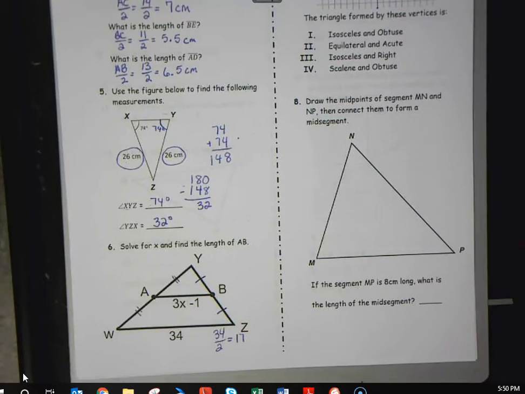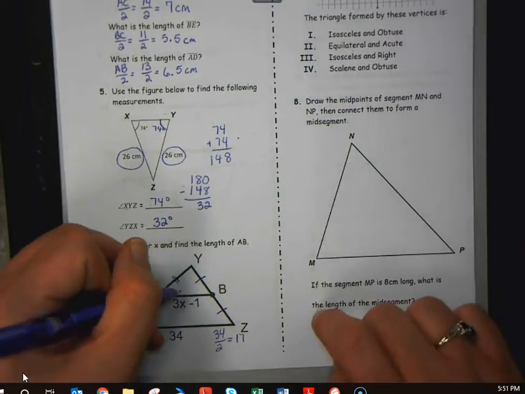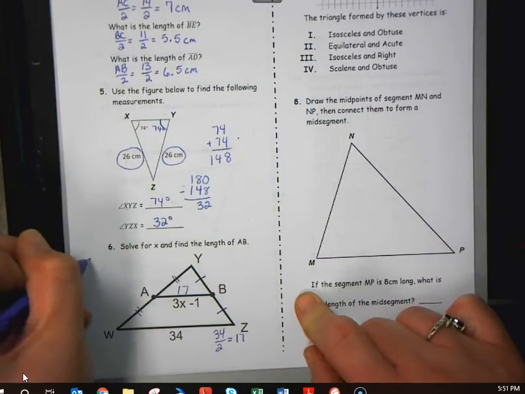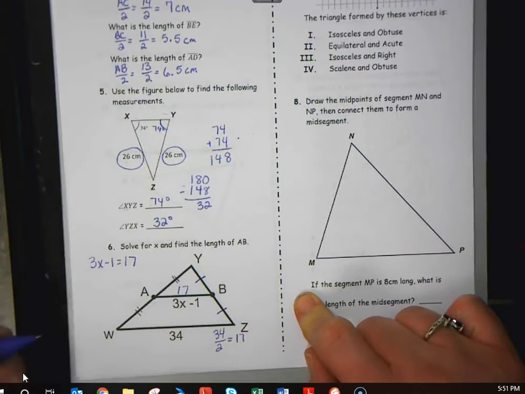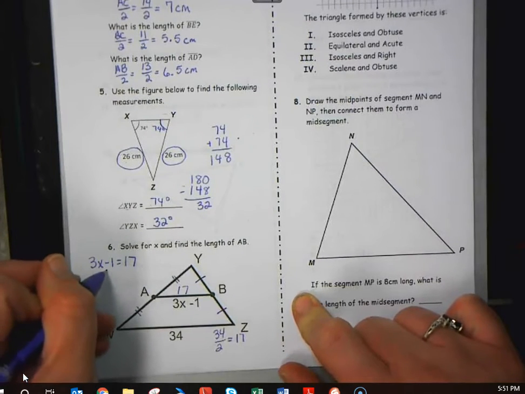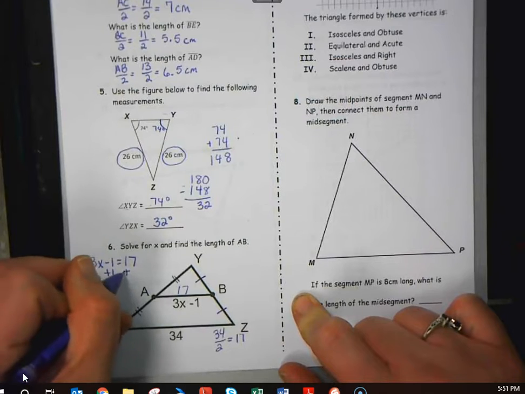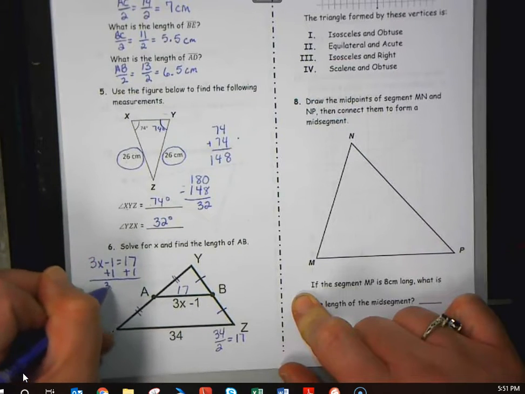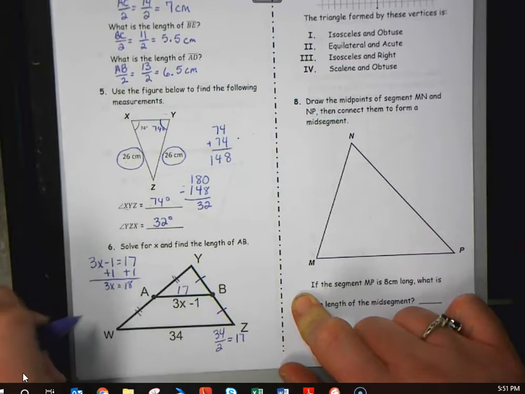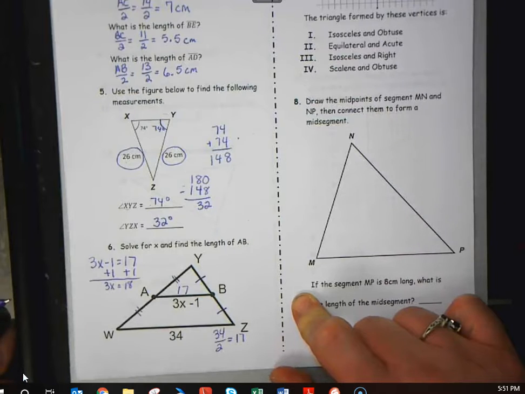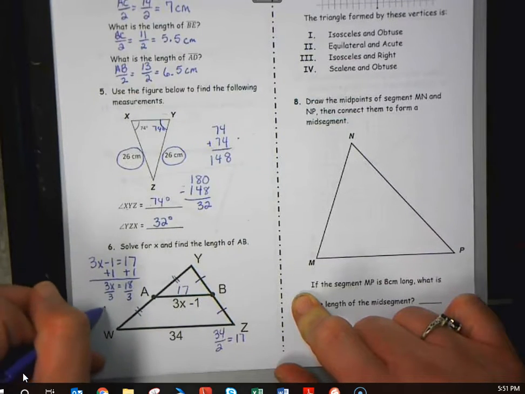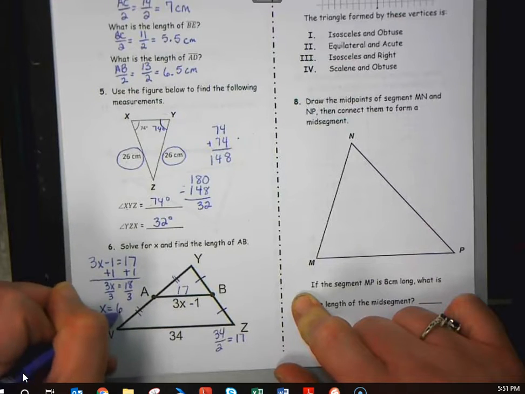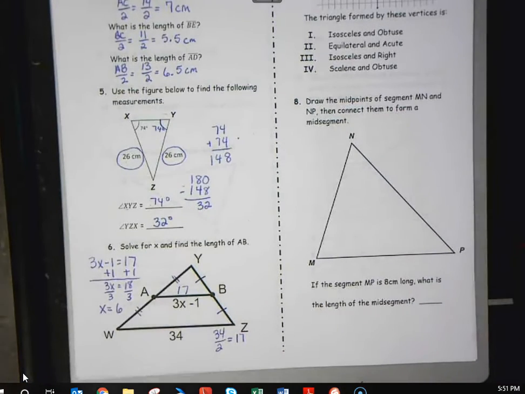AB is 17. So if we need to solve for x, all we're going to do is take 3x minus 1 and set it equal to 17. I'm going to solve for x by first adding 1 to both sides, and I'm going to get 3x equals 18. Then I will divide by 3, because I have 3 times x equals 18. And that is going to give me x equals 6. So if you got x equals 6, congratulations, you did this problem correctly.